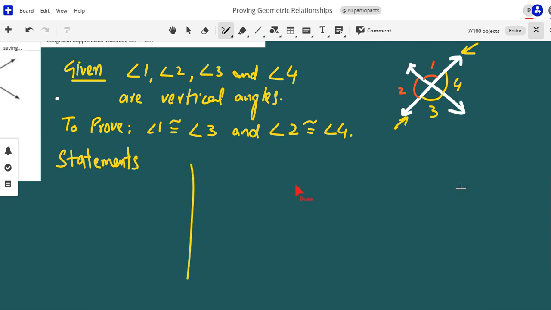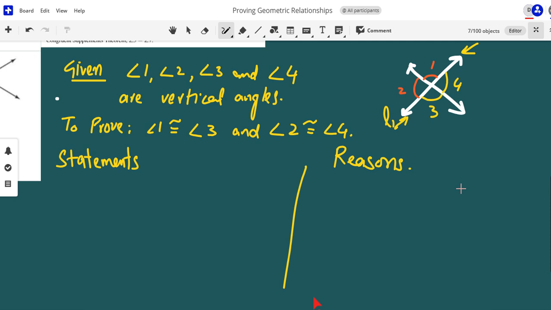And let's write the statements. Okay, first of all, we are given a very basic statement. I think there is no need to write that. Now you can see angle 1 and angle 2 are on the same line. I'm naming this line L1. Okay, so our linear pair angle.